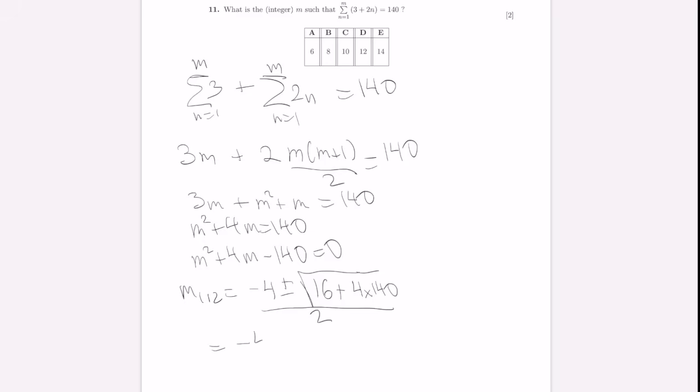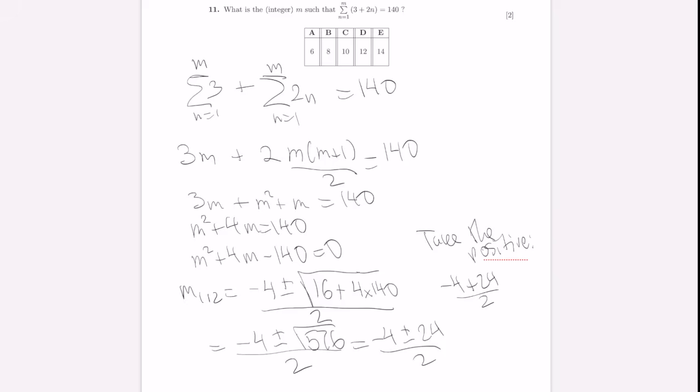This here would just be minus 4 plus or minus root 576 over 2, which is going to be minus 4 plus or minus, this square root is 24, over 2. Now we're going to take the positive root because we're talking about a sum, so all the terms we presume are going to be positive, so it's going to be minus 4 plus 24 over 2, which is going to be 20 over 2, which is just going to give us 10. Correct answer should be C.